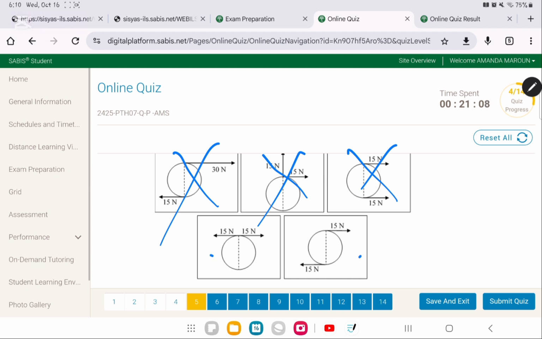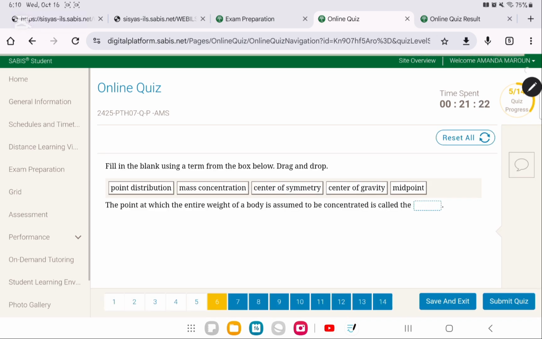Last but not least, they have to be parallel and not coinciding. This is not parallel, they are coinciding, so it's wrong. So it leaves us with this over here. This is the picture that represents forces forming a couple.